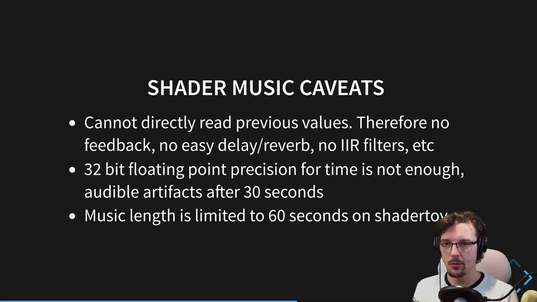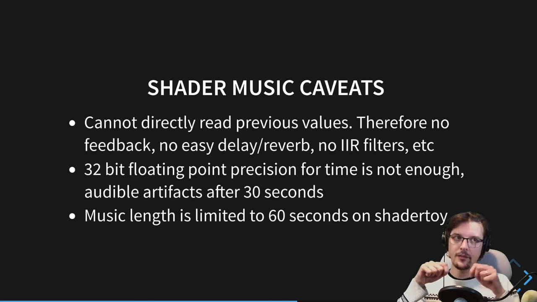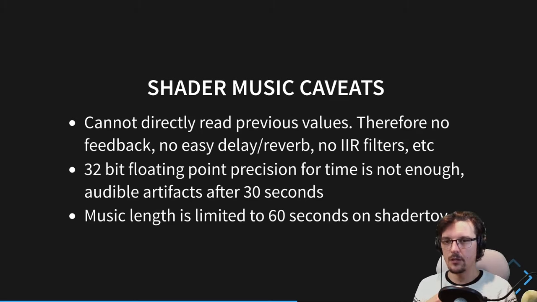This is why in the live demo we faked delay by calling the same voice multiple times with different t slightly in the past. A usual delay effect would be based on a buffer where we store the current sample and read some time back into the past. The second limitation is that a 32-bit floating point number is not great for storing time with enough precision, so after 30 seconds or so there are audible artifacts just based on floating point precision. And on ShaderToy, which is the website we used here, there's specifically a limitation of 60 seconds of music.